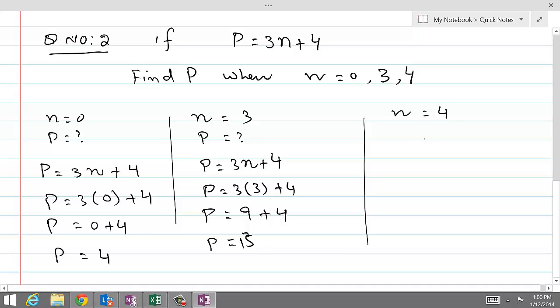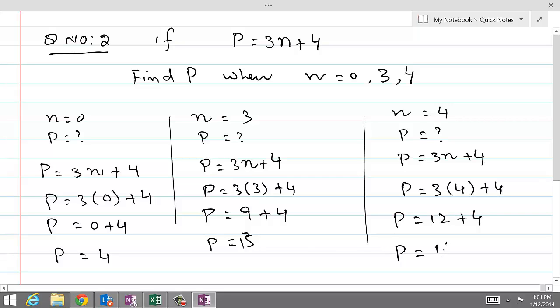Now when n is equal to 4, we want to find out the value of p. Again we use the same relation. p is equal to 3n plus 4, and n is equal to 4 now. p is equal to 3 times 4 plus 4. 3 times 4 is 12. 12 plus 4, and this time p is equal to 16. So therefore p is equal to 16 for n is equal to 4.